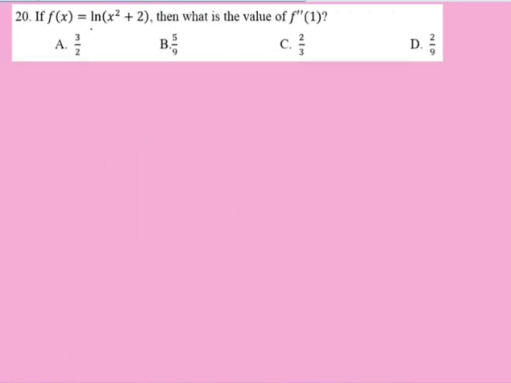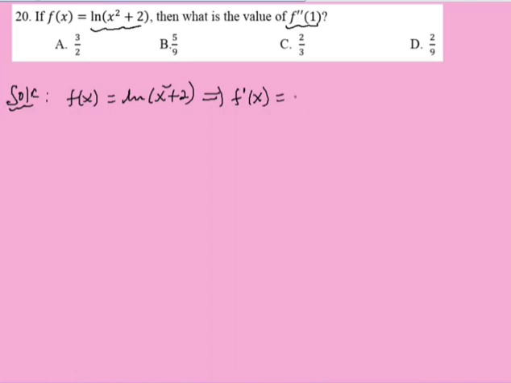If f of x is ln of x squared plus 2, then what is the second derivative of this function at 1? So the function is ln of x squared plus 2. Let us calculate the first derivative. The first derivative of ln of x squared plus 2 is the derivative of x squared plus 2 over x squared plus 2, which is the same as 2x over x squared plus 2. Okay, this is our first derivative.